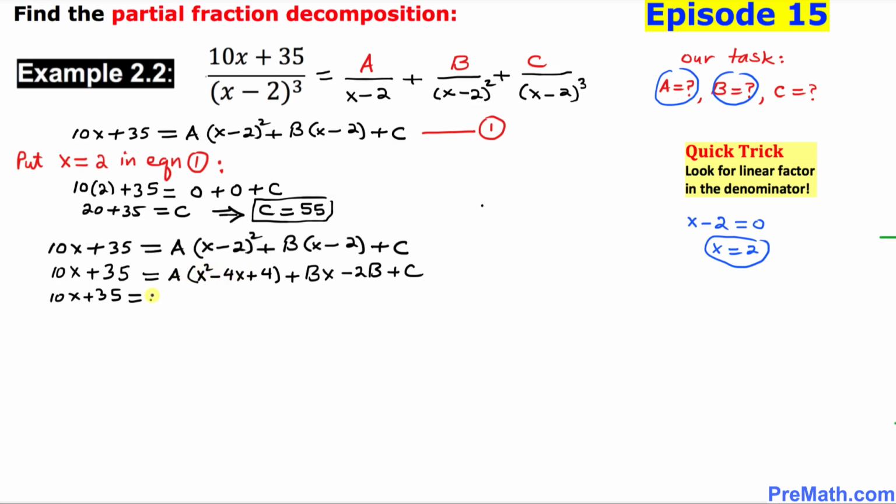And now this is 10x plus 35 equals to, here I'm going to distribute a across the board, that is going to become ax squared minus 4ax plus 4a, and we still have bx minus 2b plus c. Now here, this is what I am going to do right now. Still, just leave this 10x plus 35 on the left hand side. We are not going to mess with that one.